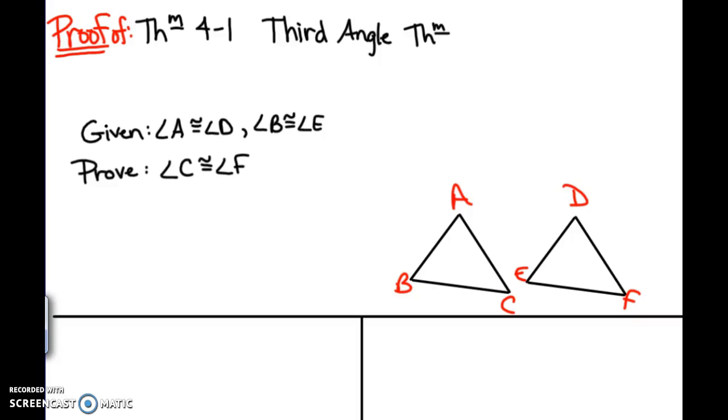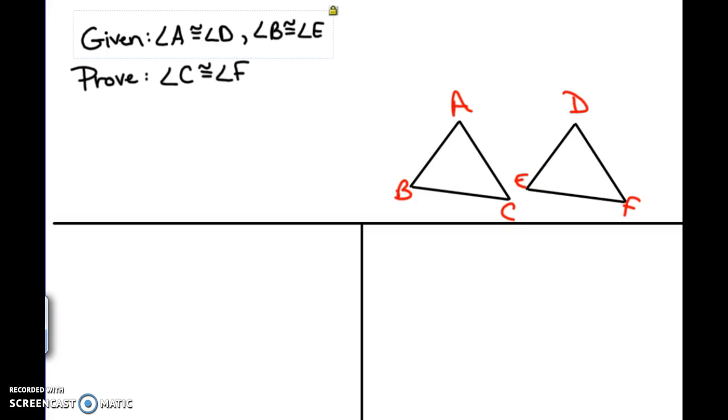This is the proof of the third angle theorem. We are trying to prove that if two angles of two triangles are congruent, then the third angles will always be congruent. So we are going to start with our given information in our proof.